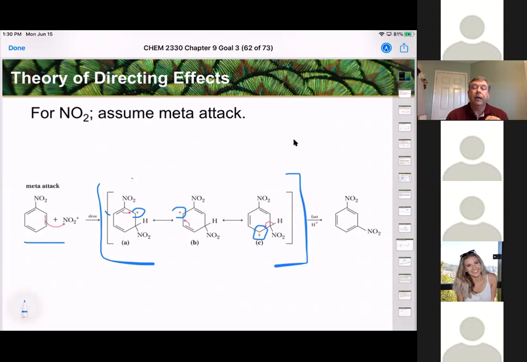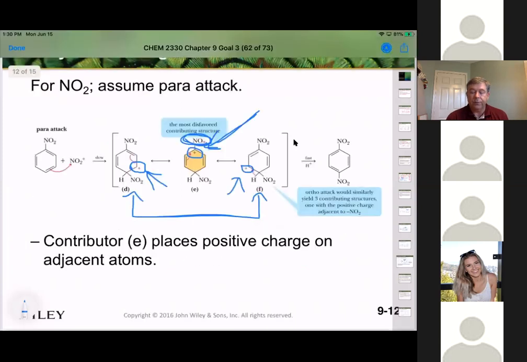Number 2, because of the formation of 3 resonance stabilized structures in the meta attack, it's favored over the one that only forms 2. Therefore it is deactivating because of the positive charge, but it's meta directing because of the greater number of resonance stabilized intermediates.